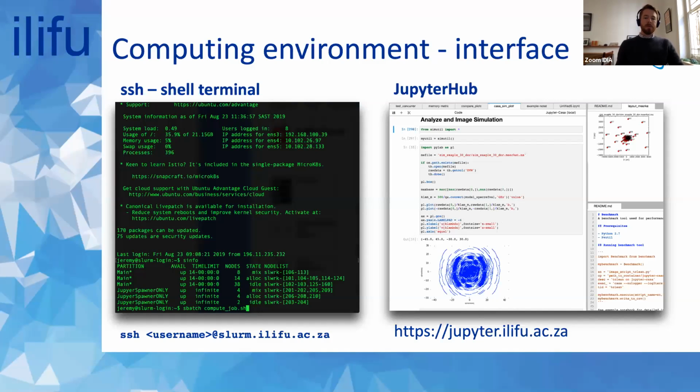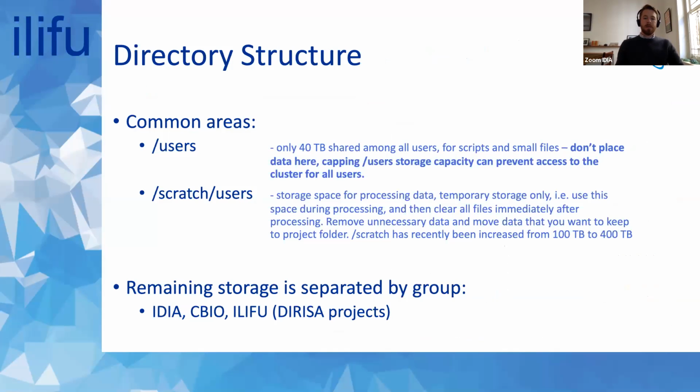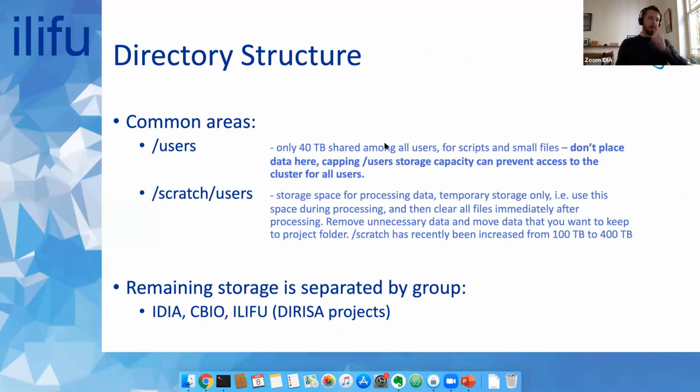So in order to navigate the storage and different directory spaces in the cluster, I wanted to briefly go through the directory structure. I think this is really useful and can be a bit confusing for users. So there are a couple of common areas, such as the user's home directory at /users, once you get into the cluster. And then another common area is the Scratch space, and each user will have a folder in /users and a folder at /scratch/users.